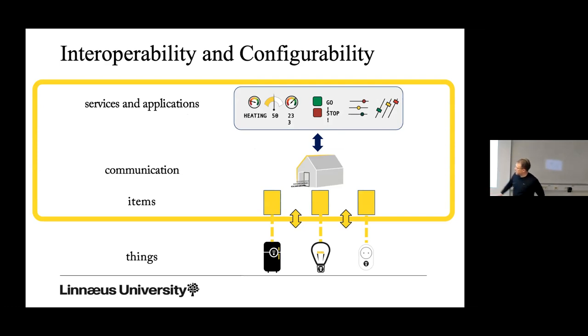Well, the things here, we can't do too much about the things, because those are provided by other vendors. But what we have to do is to come up with an idea for the APIs and the data models that connects our platform with the things, where we integrate things and where we create the rules and where we design the services and applications.